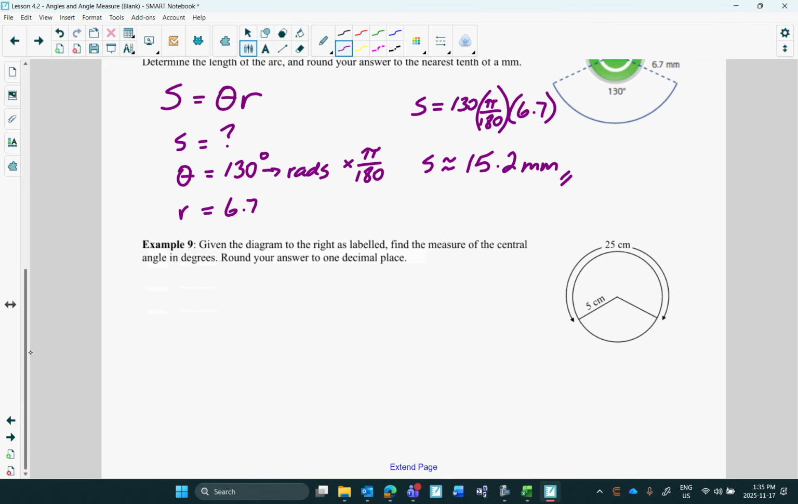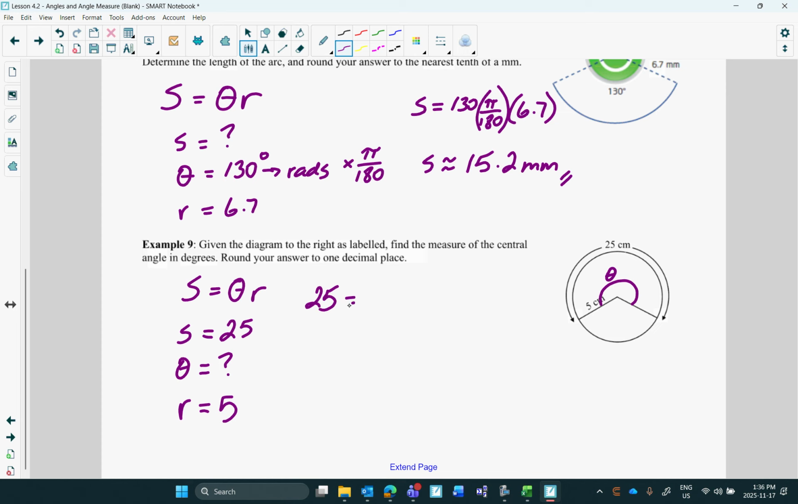Final question where we can use this formula. We're given this diagram, and we're asked to find the measure of the central angle in degrees. Where's the central angle? This way or this way? This way. Because I'm not given this. I'm given this arc length, which means I'm dealing with this bigger angle. So this is theta. So we can see here that we're going to use our formula. We know that S is 25. Theta is the unknown. And R is 5.